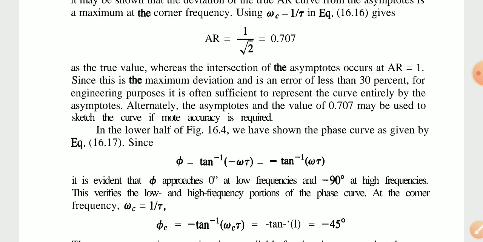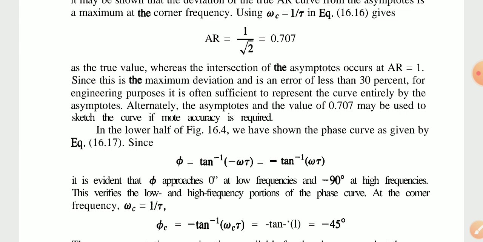Since this is the maximum deviation and is an error of less than 30%, for engineering purposes it is often sufficient to represent the curve entirely by the asymptotes. Alternatively, the asymptotes and the value of 1 by under root 2 may be used to sketch the curve if greater accuracy is required, as in the lower half of figure 16.4.